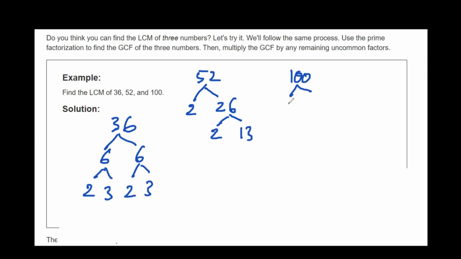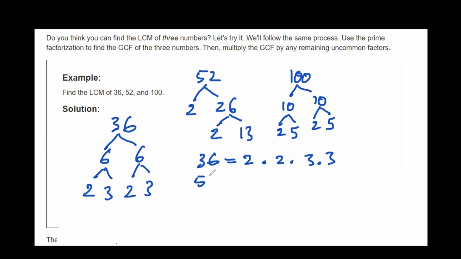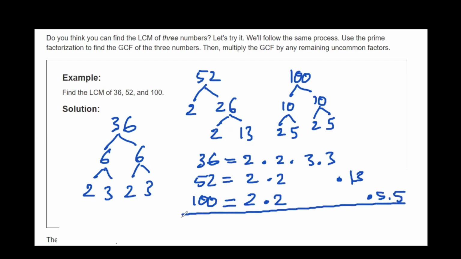This is easier. And factors of 10 are? 2 and 5. 2 and 5 and 2 and 5. So we can write it like this. 36 equals 2 times 2 times 3 times 3, correct? And 52 is 2 times 2 times 13. We write 13 here. 100 is 2 times 5 times 2 times 5. Correct? So the least common multiple is all these factors.